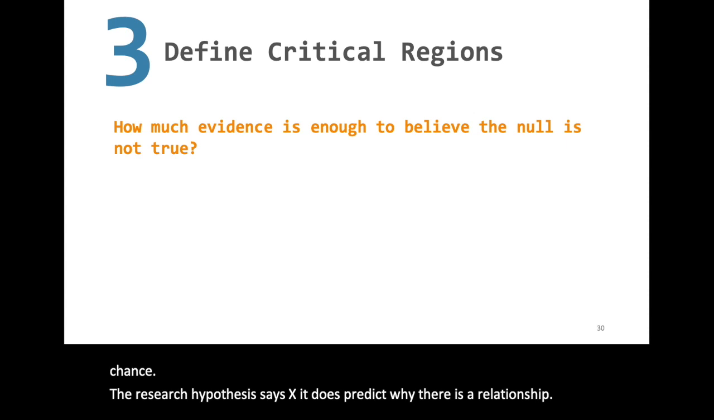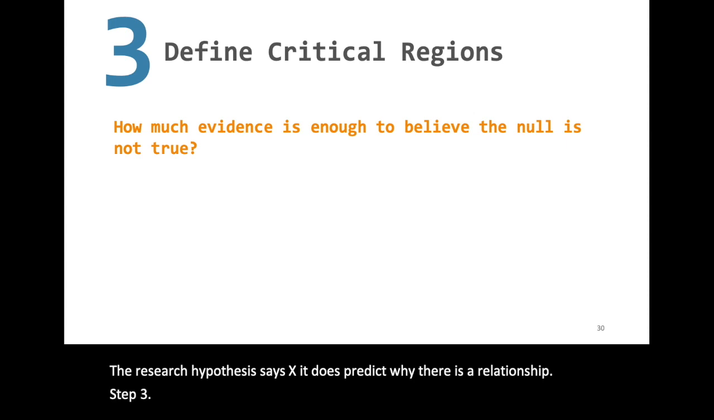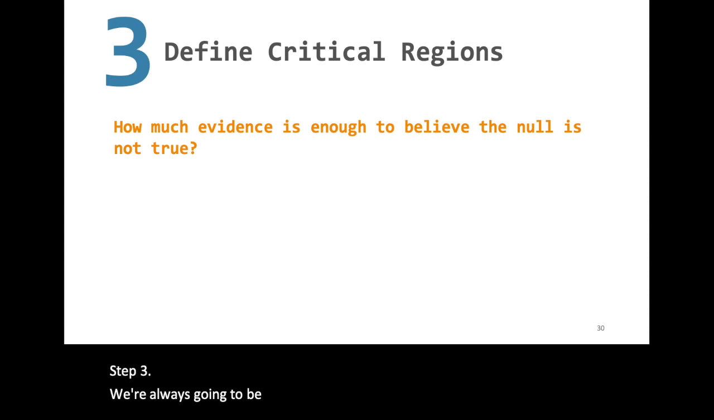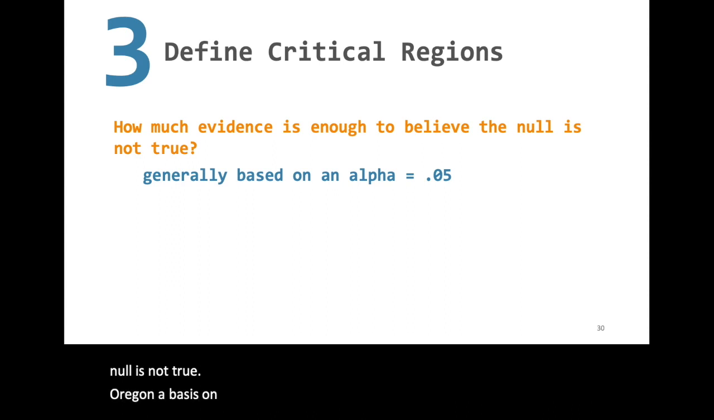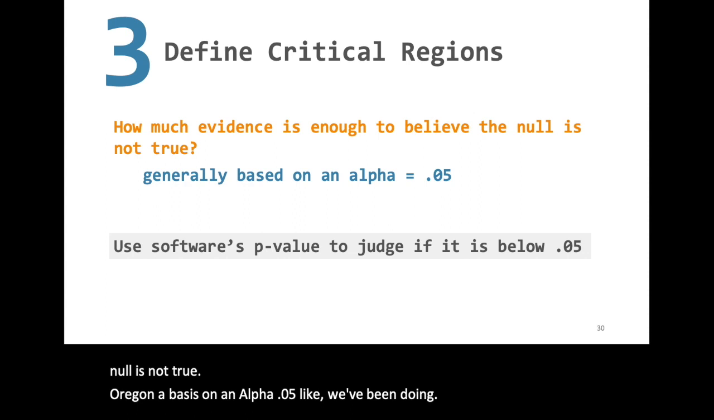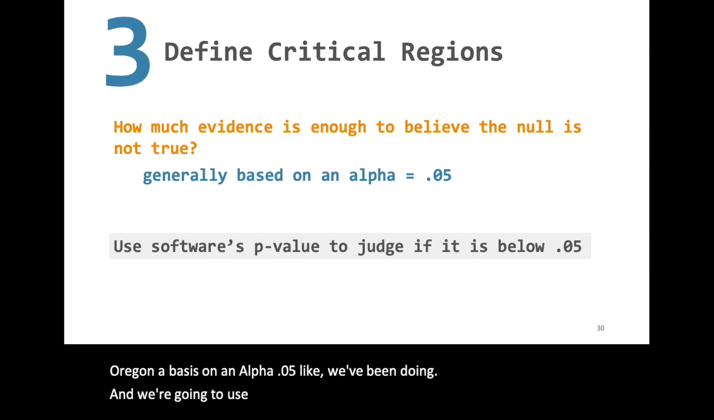Step 3, we're always going to be deciding how much evidence is enough to believe the null is not true. We're going to base this on an alpha of 0.05 like we've been doing. And we're going to use the software's p-value to judge if it's below 0.05. We'll ask Jamovi.